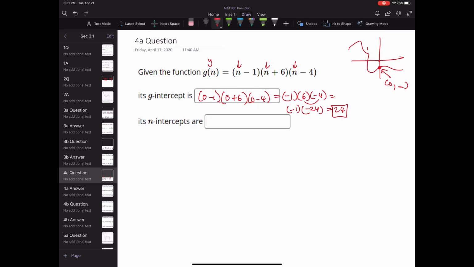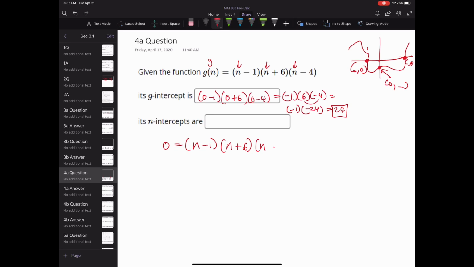The n-intercepts. Now, I'm just going to continue this picture like that. The n-intercept is really asking for the x-intercepts. This is where it crosses the x-axis. And the y value for each of these points is always 0. We just don't know what the x value is. Whatever point this is, we know that the y value is 0. X, we don't know. So guess what we're going to do? We're going to set y equal to 0 and solve for x.